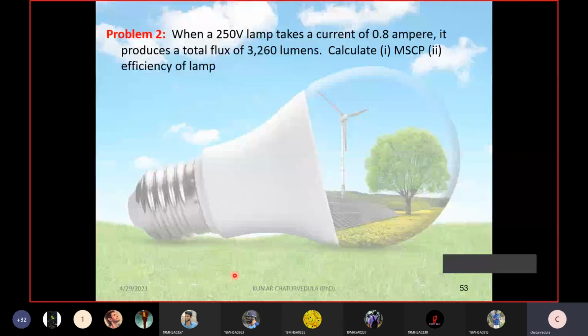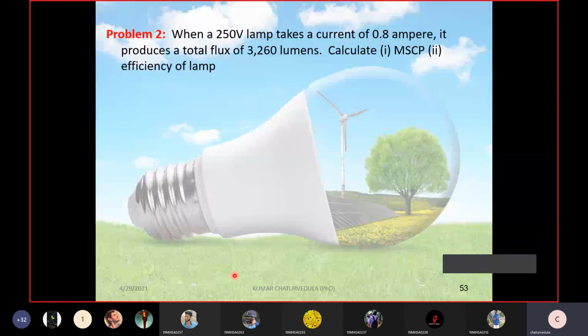We will try to solve one more problem. Here a 250 volts lamp takes a current of 0.8 ampere and produces a total flux of 3260 lumen. Then you have to calculate the efficiency of the lamp. Do you remember the formula for efficiency of the lamp? Lumen per watt is going to be the efficiency. So lumens is given already.